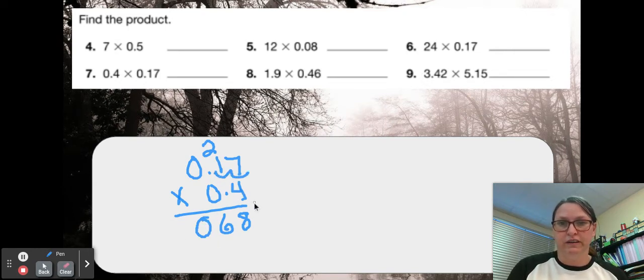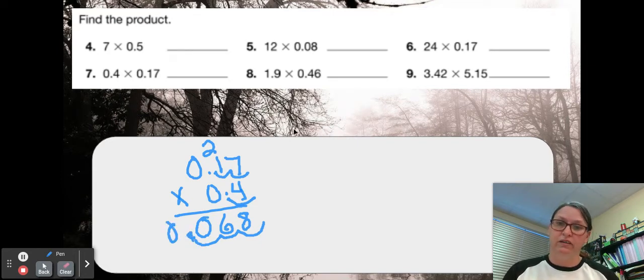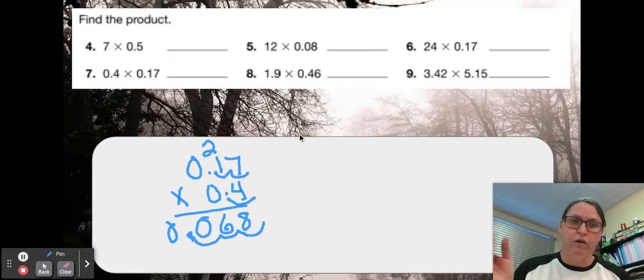So I have 1, 2 places, plus 1 place. 2 plus 1 is 3. So I'm going to move my decimal over 1, 2, 3 places. I'm going to put it right here, and then I'm going to put a 0 in my answer. So it's 0.068. Remember, if there's a decimal point at the beginning of a number, you always, always, always put a 0. So let's look at number 8.